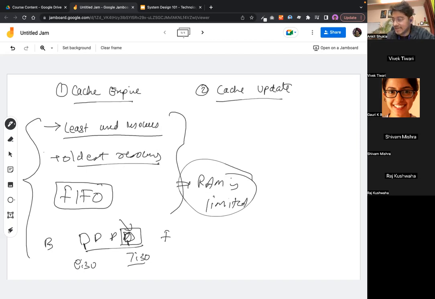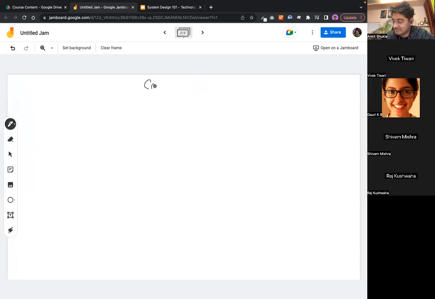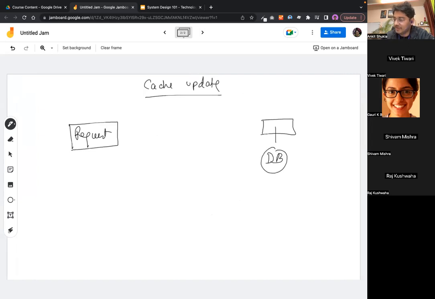Okay, the second point is cache update. How does the cache update? So there is a mechanism for this. Two mechanisms actually. So this is the request, and this is your main database. So if anything goes ahead, it updates in the database. So for example, this is the logic layer. Logic layer has done something that has updated the database.